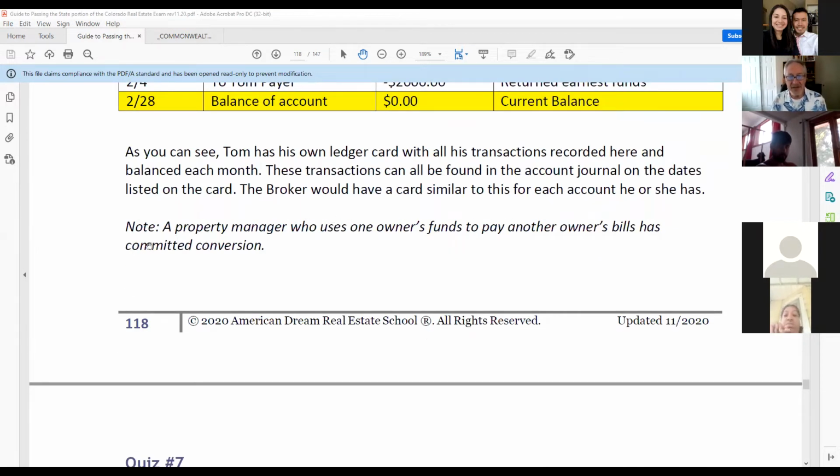Property manager, this is on the exam, who uses one's own funds to pay another owner's bills, they've committed conversion. This is what conversion is. So the scenario is this: you're managing several properties, and it's the middle of winter, and one of your properties, the furnace goes out. You call up the owner. Hey, your furnace went out. We've got to get someone in there to fix the furnace. Your regulator went out, whatever. Got to go in there and fix it.